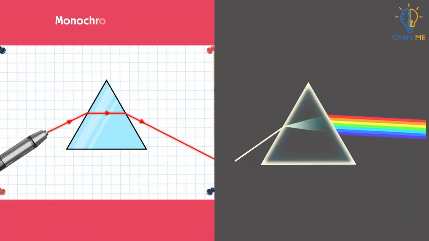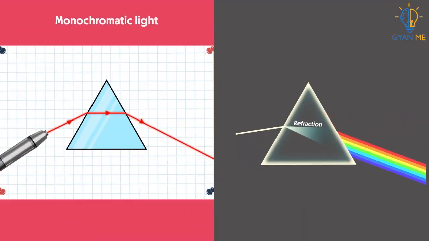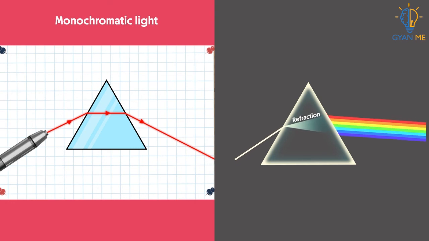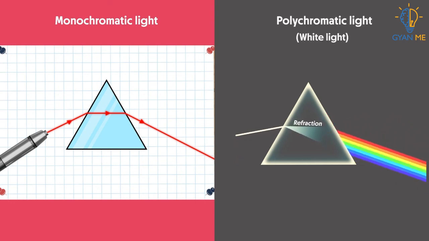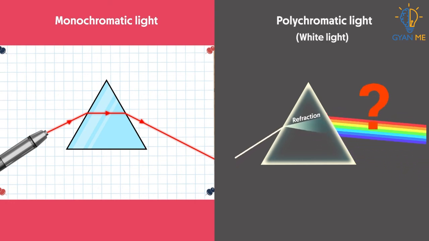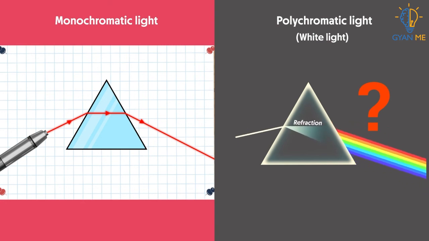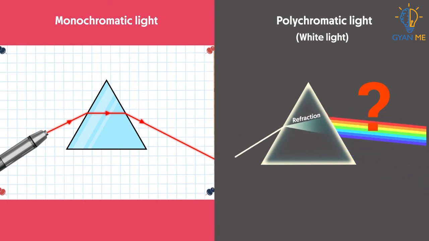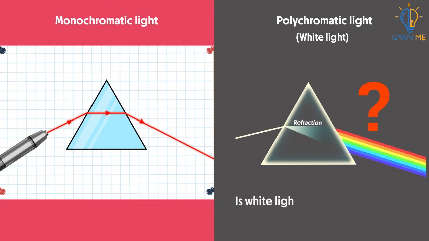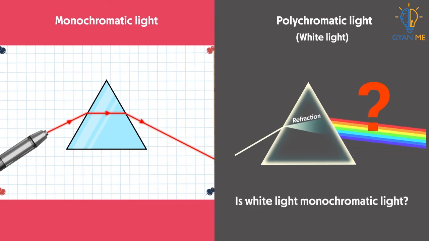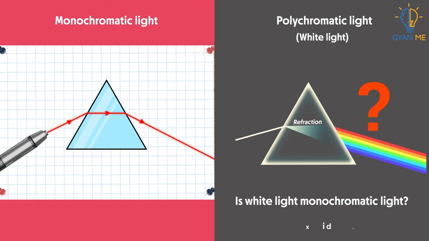So what we have seen is refraction when monochromatic light falls on the prism. But what if white light is made to fall on the prism? Will it refract in the same way? But the most important question is, is white light monochromatic light in reality? Well, we will answer them in our next video.